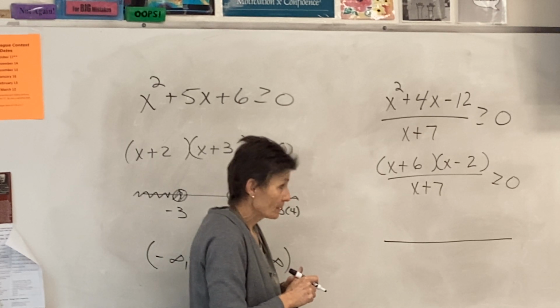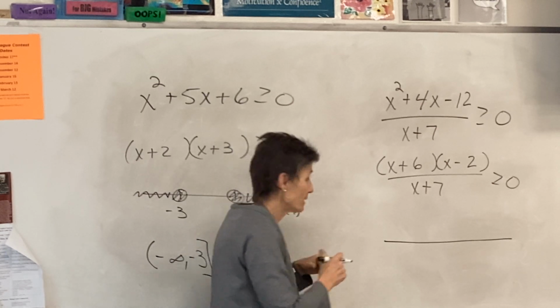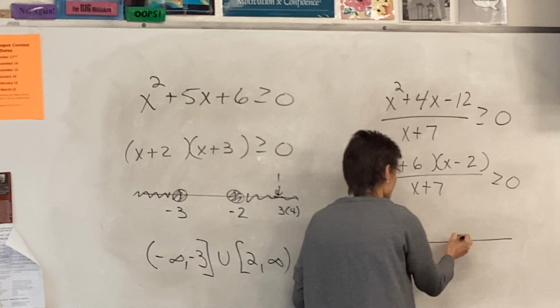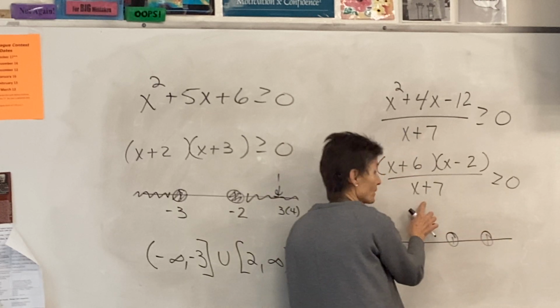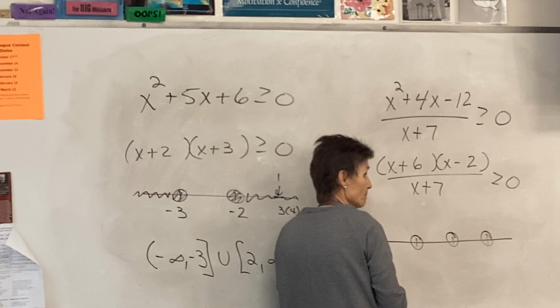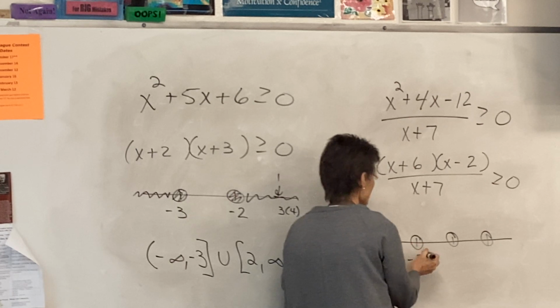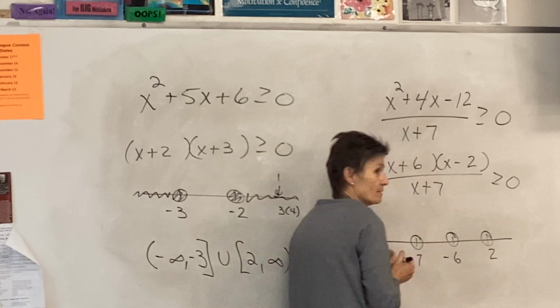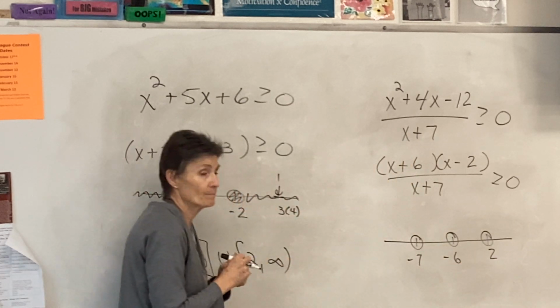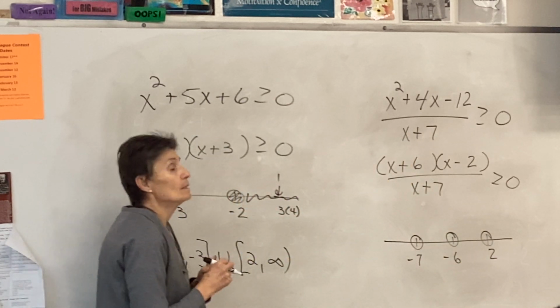Okay. Now I'm ready to go to the number line, and there will be 3 dots on the number line, right? Because there's 3 X's in there. So where will the dots be? Negative 7, negative 6, and positive 2. Everybody okay with that? Negative 7 would be open.